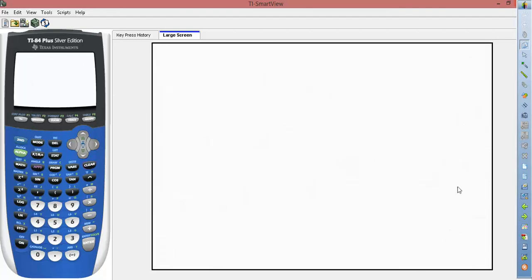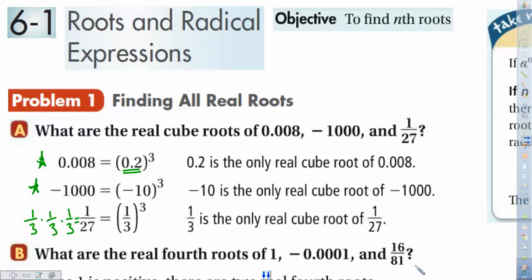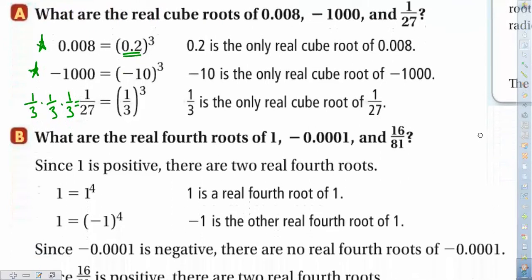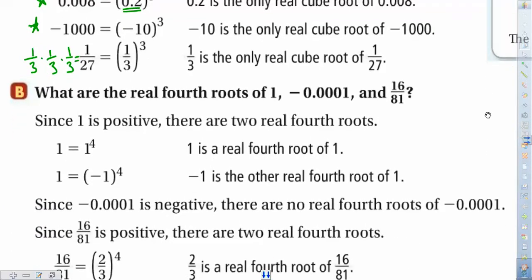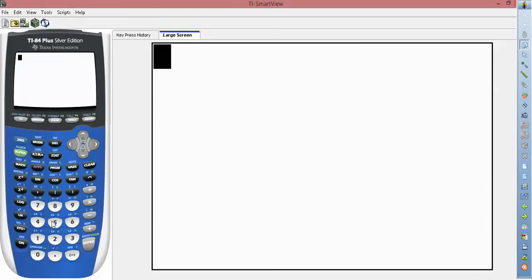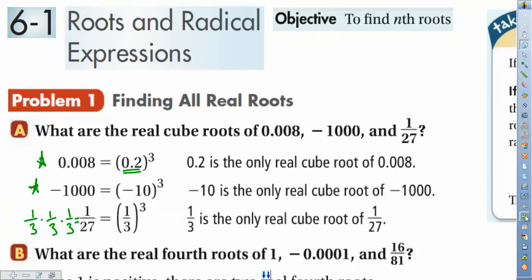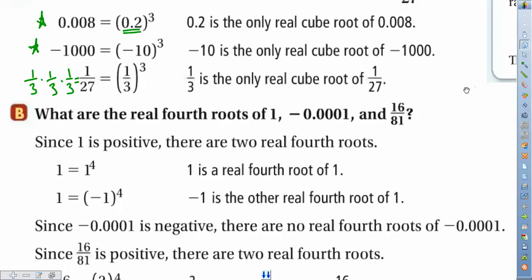If I'm looking at that next set of problems right there, see how they're asking us now for the fourth roots of 1, negative 10,000ths, and then 16 out of 81. So fourth roots, if you want to do fourth roots, you're looking for a number that when you multiply it by itself 4 times, you get that answer. So the first one really doesn't require a whole lot of thought, right? Can you come up with a number that when you multiply it by itself 4 times you get 1? Well, of course it's 1. So 1 is the real fourth root of 1.